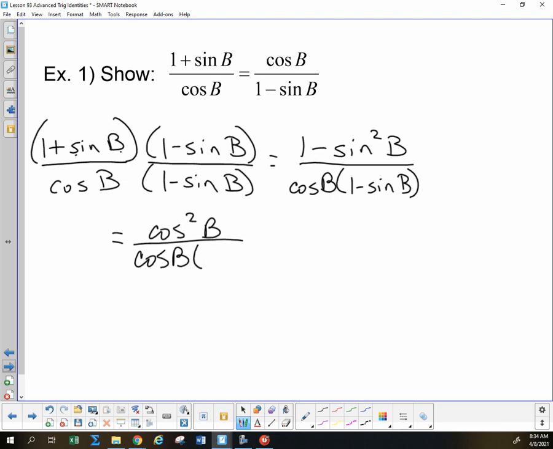And then what do you notice? What do we notice now? Henry, what do you notice at this point? Yeah, let's cancel one of the cosines, and that's going to give us what we wanted on the right-hand side.